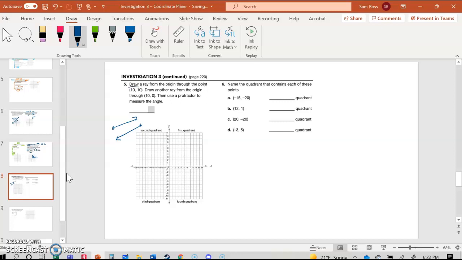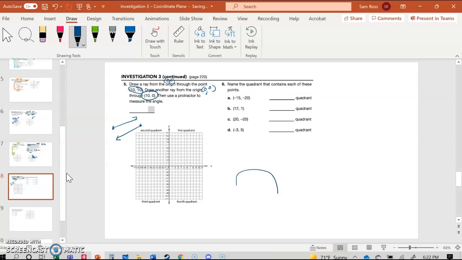So what I would do is I would find where 10, 10 is. And it says you start at the origin, which is 0, 0. And you're drawing a ray through 10, 10. And then you draw another ray from the origin, 0, 0. To 10, 10. Use the protractor to measure the angle.